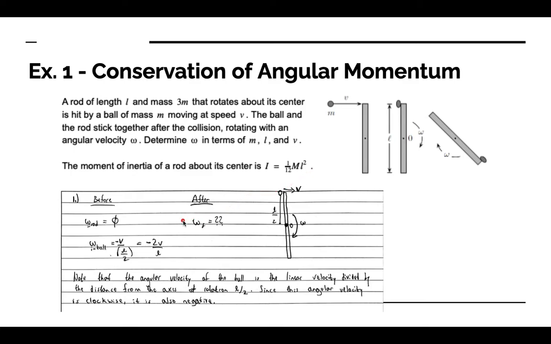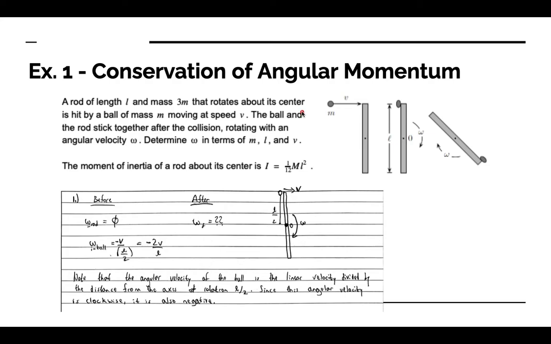So we start with what we know before and what we know after. So before, we know that the angular velocity of our rod is 0. It's just sitting there at rest. We know that the angular velocity of our ball, in terms of v and L, is going to be equal to negative v divided by L over 2. The L over 2 comes from the fact that our rod is a length L, so that means our ball is striking at a distance L over 2 from our axis of rotation, since the axis of rotation is at the center. And then you may be asking, where does the negative sign come in? Well, this negative means that we're going to be moving in the clockwise direction, which is what's going to happen to our ball.